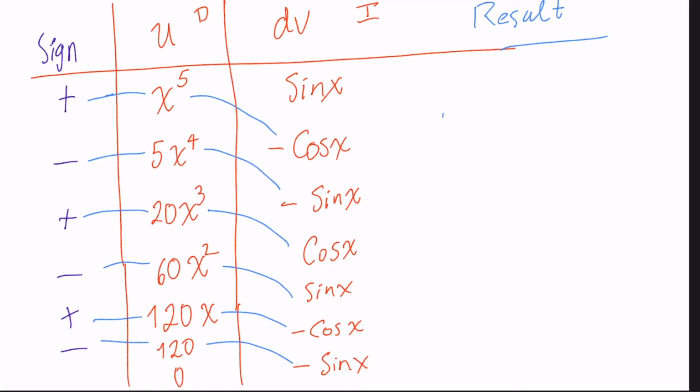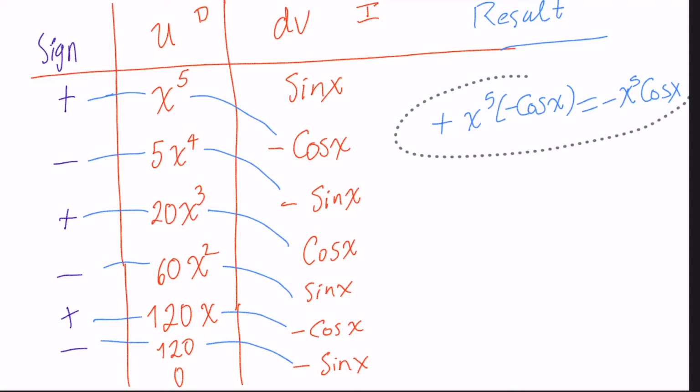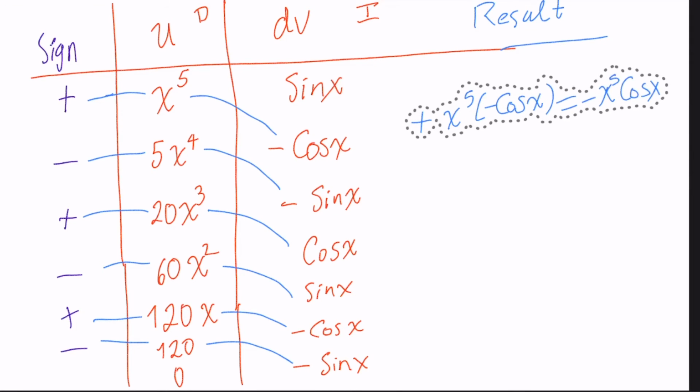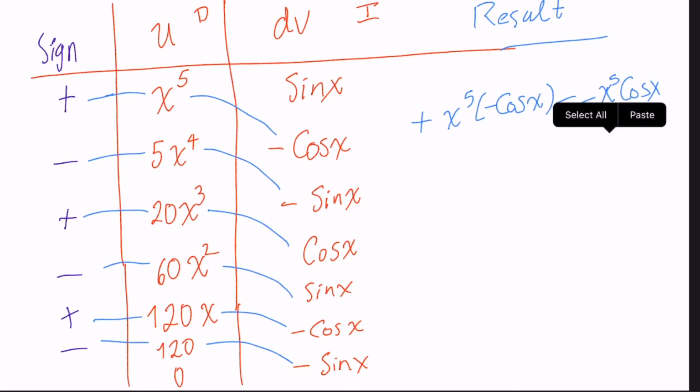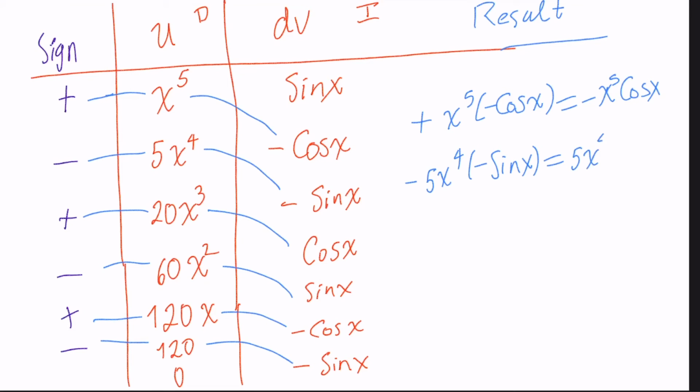Now, plus x to the 5 times minus cosine of x. This is the same as minus x to the 5 cosine of x. Okay, let's move a little bit because there's not enough space here. And I can continue and do the same here. Minus 5x to the 4 multiplied by minus sine of x. This is equal to 5x to the 4 sine of x.